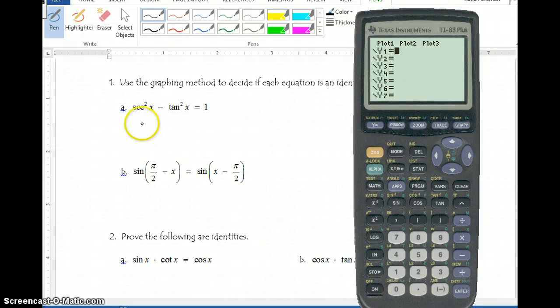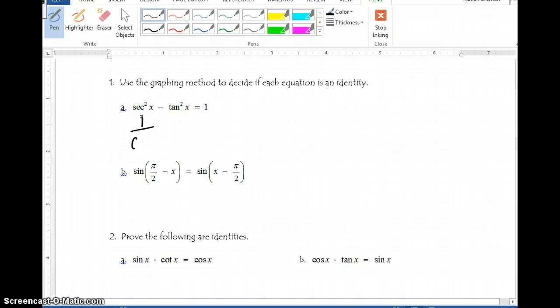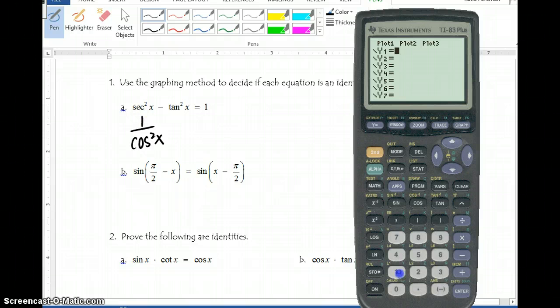Y equals secant is the reciprocal of the cosine function, so we're going to have to plug that into the calculator as is. 1 divided by cosine of x, close the parenthesis and then square it, minus tan of x squared. In y2, I'm going to substitute 1, and then we hit graph. So it's working, and we only see one graph, so we know that is in fact an identity.